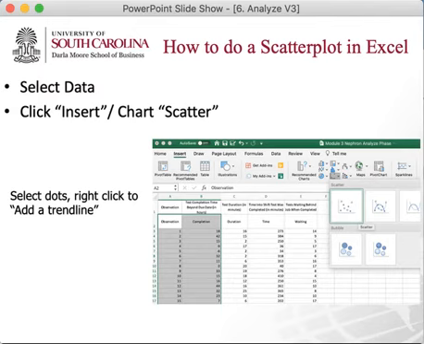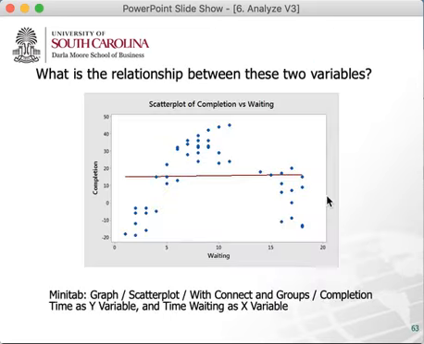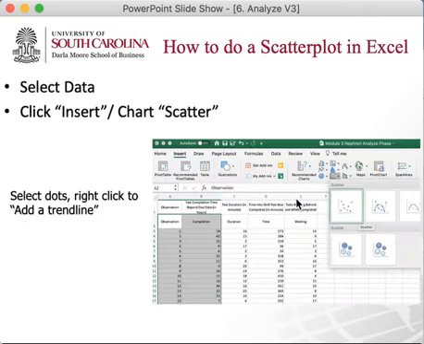This is how you can do it with Excel. I want you guys to take a look here, and then stop the video and do it by yourself. You do Insert, select data, insert chart, Scatter. So now you already have a scatter plot. Then you can right click on the dots and add a trendline. You can do a logarithmic trendline or whatever kind of trendline you want, or linear, which is the straight line.